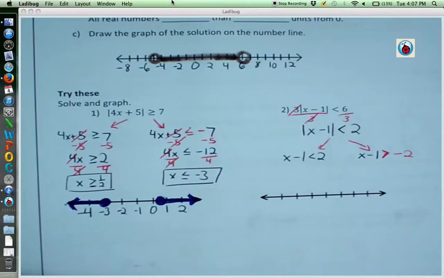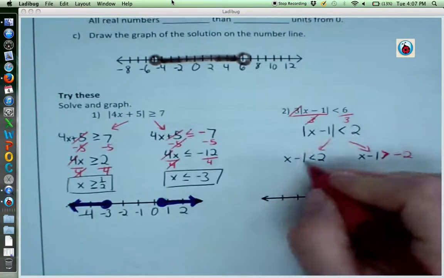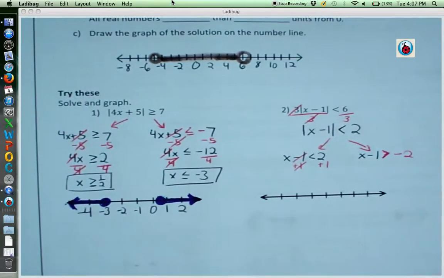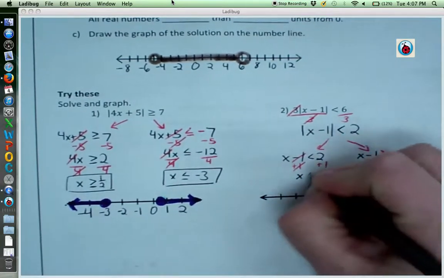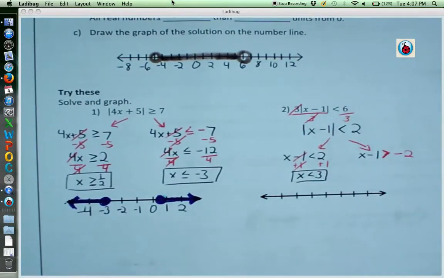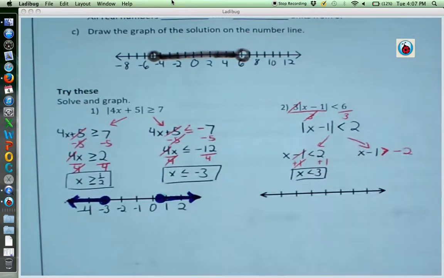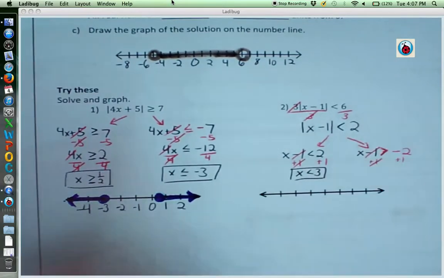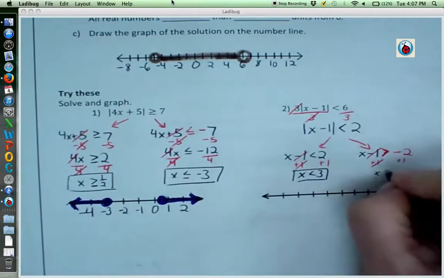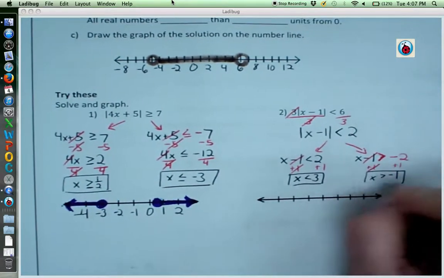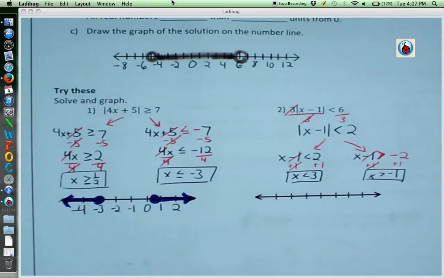All right, I want to solve each of these. I'm going to solve this inequality by adding 1 to each side of the inequality symbol to get x by itself. I get x is less than 3. There's part of my answer. So all numbers less than 3 are going to be part of my solution. Same thing over here. If I add 1 to each side, plus 1, I get x is greater than -1. There's my two parts of the solution.